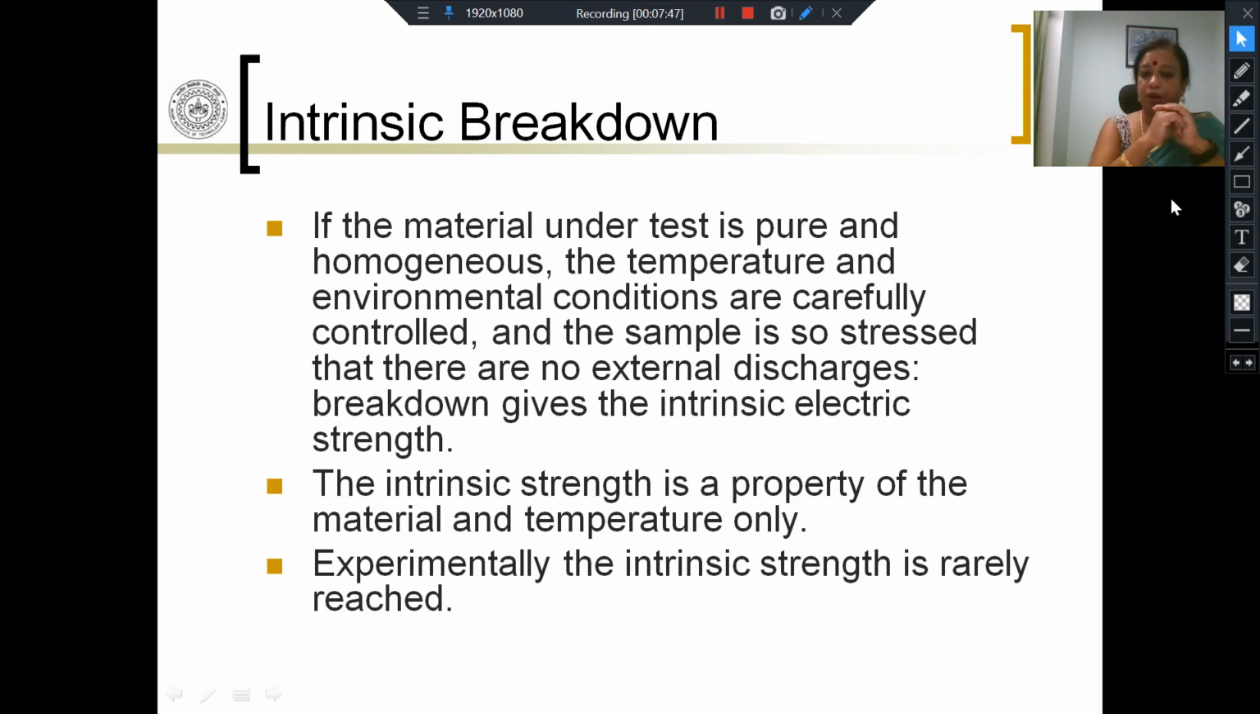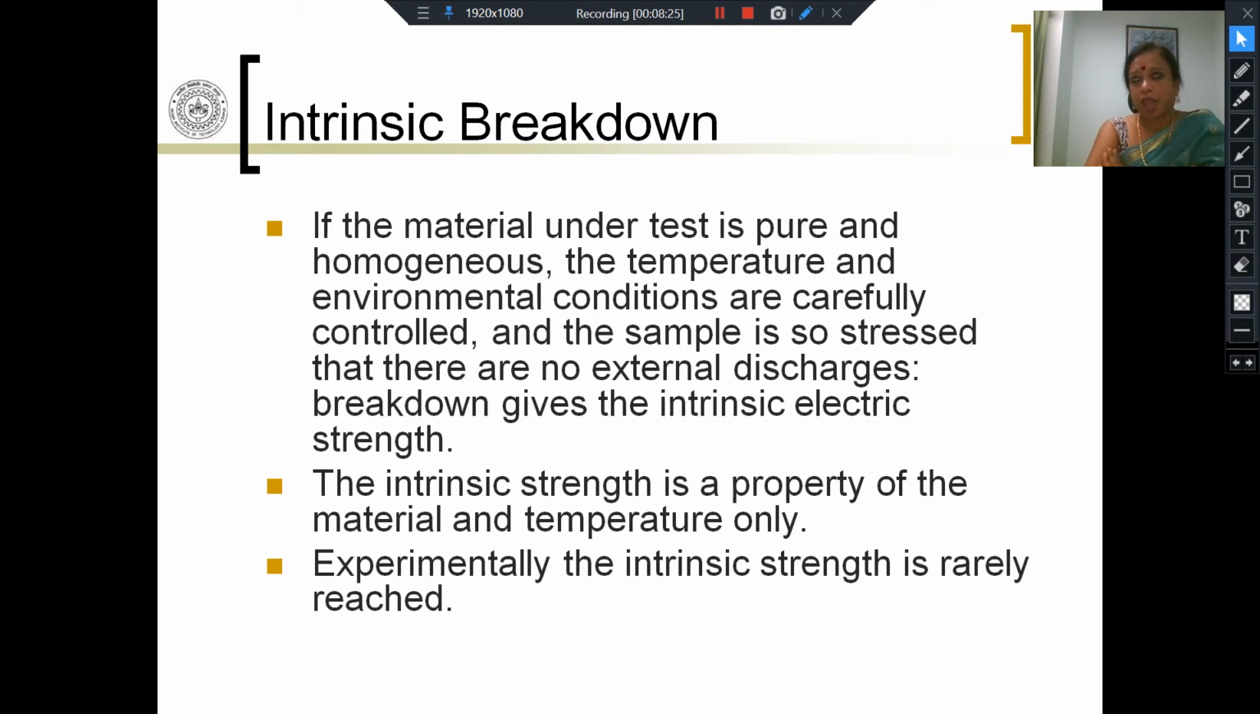The material is pure. There are not too many impurities. The material is homogeneous. The temperature and environmental conditions are controlled. There are no external discharges. There are no random factors. So it is a perfectly controlled situation, if you can imagine. And in that situation, breakdown happens. It is likely to take place due to the intrinsic nature of the material, or due to the intrinsic dielectric breakdown strength of the material.